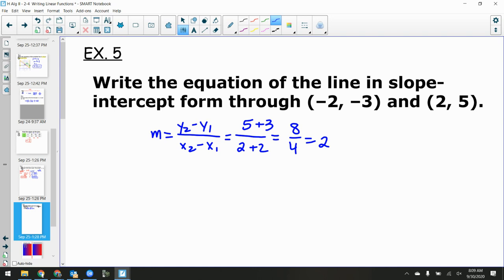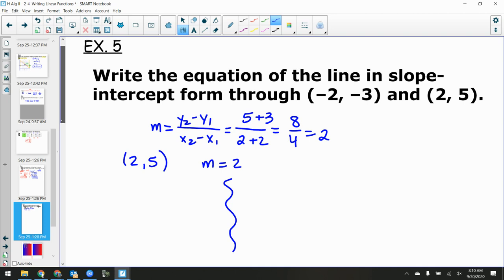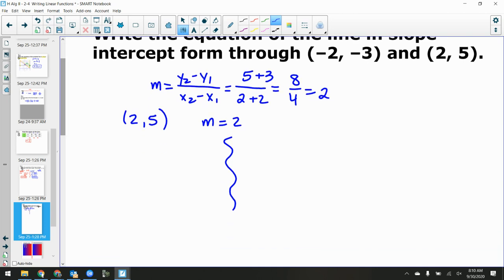Now, at this point, I can choose to do either method with either point. I can choose to do point slope or solve for b with -2, -3, or I could choose to do point slope or solve for b with 2, 5. I like to stay positive, so let's use 2, 5. I'm going to show both methods again, because I think it's beneficial. So I've got m equals 2, and I'm using the point 2, 5. Could I have done this with -2, -3? Of course I could. I'm just going to use 2, 5 because those are both positive.